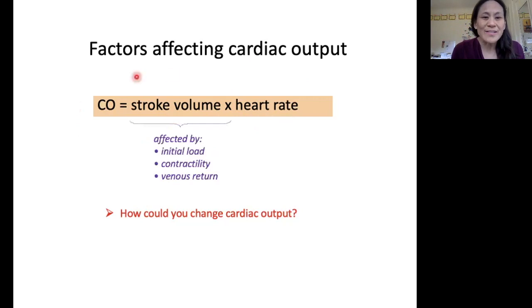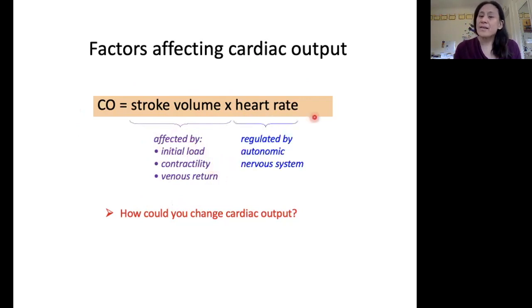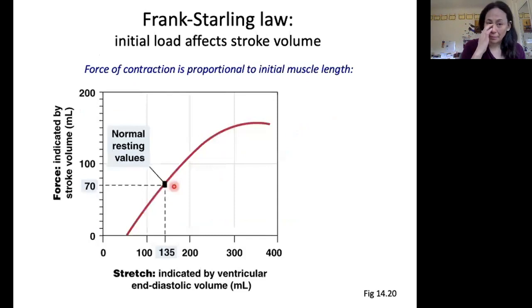I want to tell you that stroke volume can be affected by these factors here: initial load, contractility, and venous return. Heart rate, as you already know, is regulated by the autonomic nervous system. Okay, so I'd like to go into these factors and talk about what they are and how they affect stroke volume.